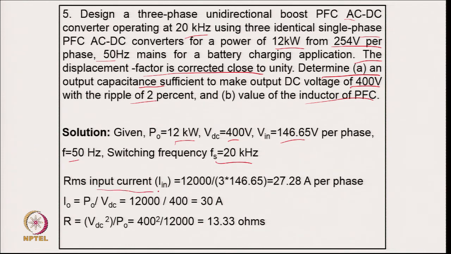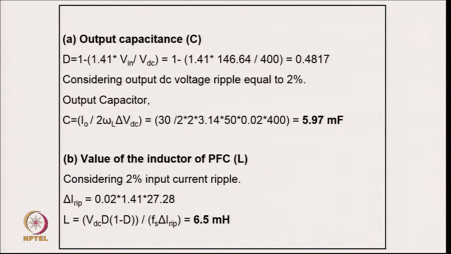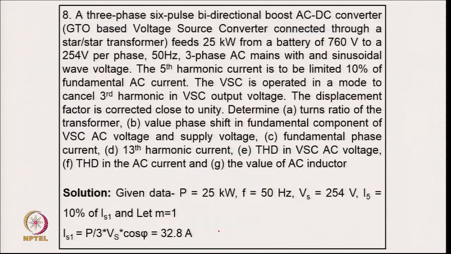So, the RMS input current will be calculated from the power for 3 phase. It comes to 27.28 per phase, and the output current will be P upon VDC. So, putting in the values it comes to 30 ampere, and the equivalent resistance comes from this power relation as 13.33 ohm. And now the output capacitor typically from the duty cycle relation. So, the duty cycle comes to 0.4817, and considering the output DC ripple of 2%, the output capacitor for the second harmonic comes to around 5.97 millifarad, and for the value of the PFC inductor corresponding to 2% input current ripple, we can find the input ripple current, and then from this we calculate the inductance of 6.5 millihenry.